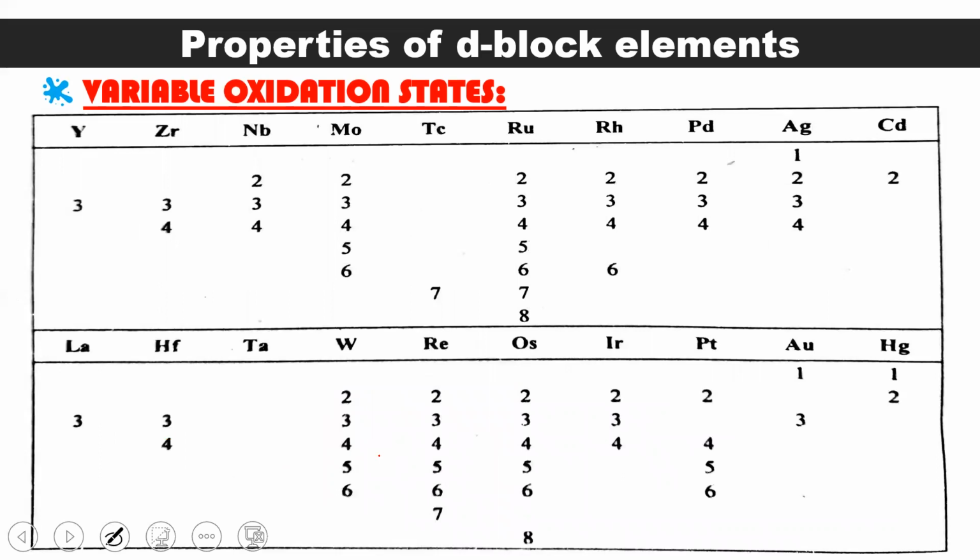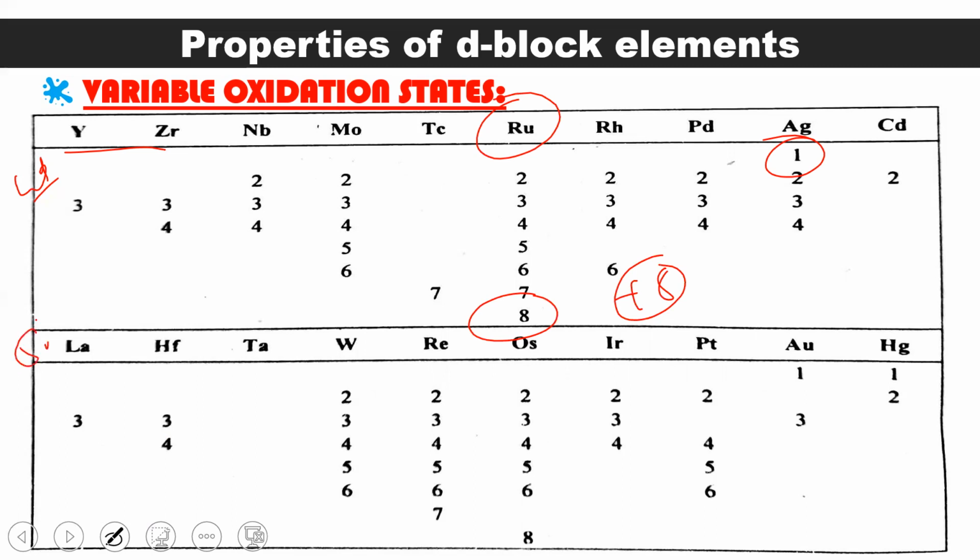If you observe the next series, that is yttrium to cadmium, these are the possible variable oxidation states of the 4d series. In this case, the minimum oxidation state is +1, and the maximum oxidation state in the 4d series is +8. That will be shown by ruthenium. So this is the 4d series.